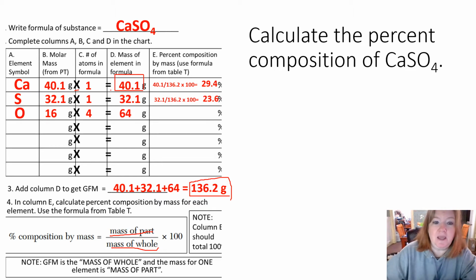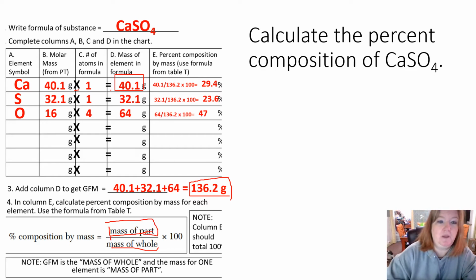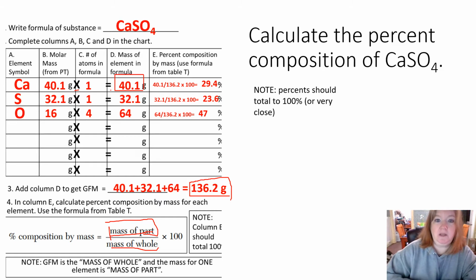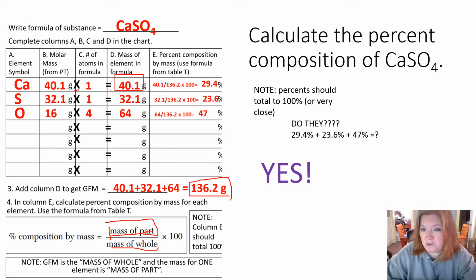Okay, then I do the same thing. The gram formula mass is the same for all these elements, so I should be dividing them by the same thing. The only thing that will change is the mass of the part. And this makes sense. Oxygen has 64 of the grams, so its percent should be the highest, right? Now, the percents should total 100 or pretty close. So do they? Let's check. Actually, they do. So beautiful. Those are the percent compositions: calcium, 29.4%, sulfur, 23.6%, and oxygen, 47%.